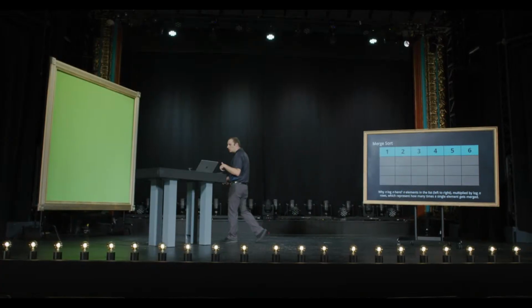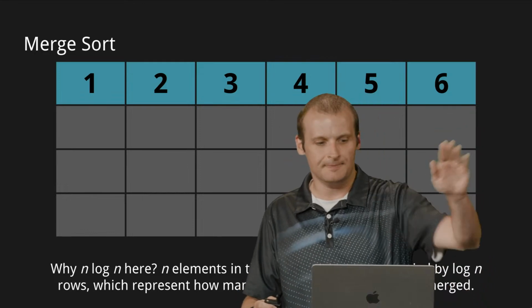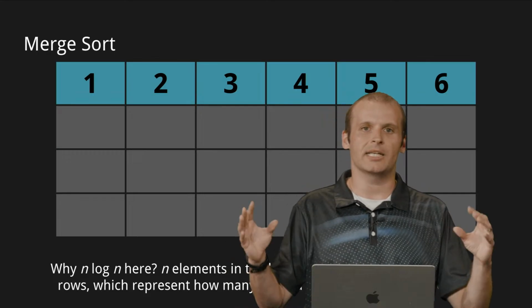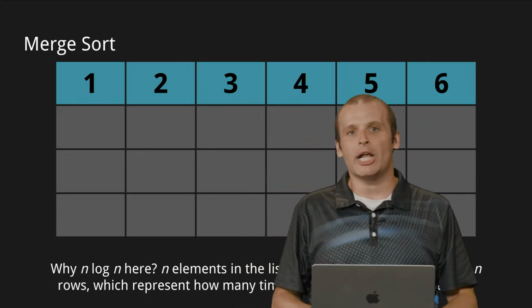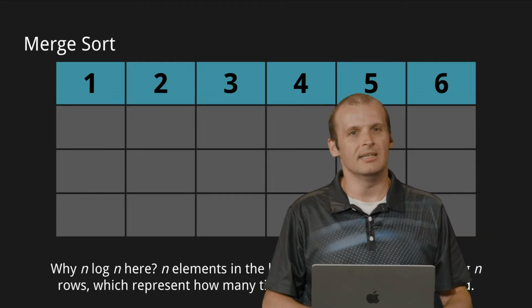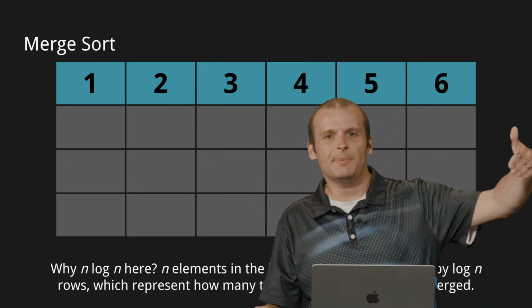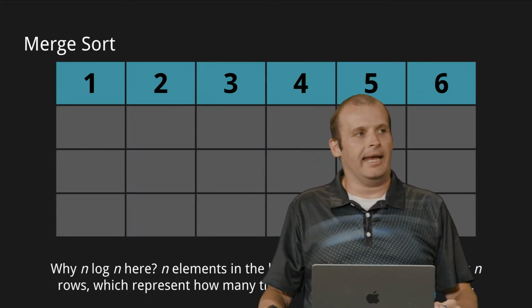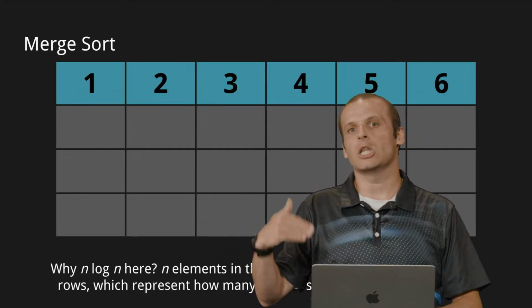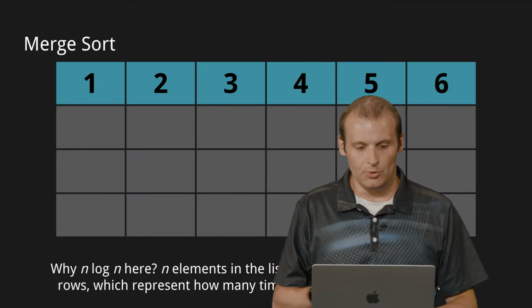OK, and then I just want to quickly get back to why this is n times log n. We have n elements in this list, in this case 6, and we may need to merge a single element back in log n times. So log to the base 2 of 6 is between 2 and 3. We always round that up. So there are 3 potential merges that need to happen, and 6 elements. So that's why it's n times log n. N is the number of elements. Log n in this case represents the number of merges that may need to happen.